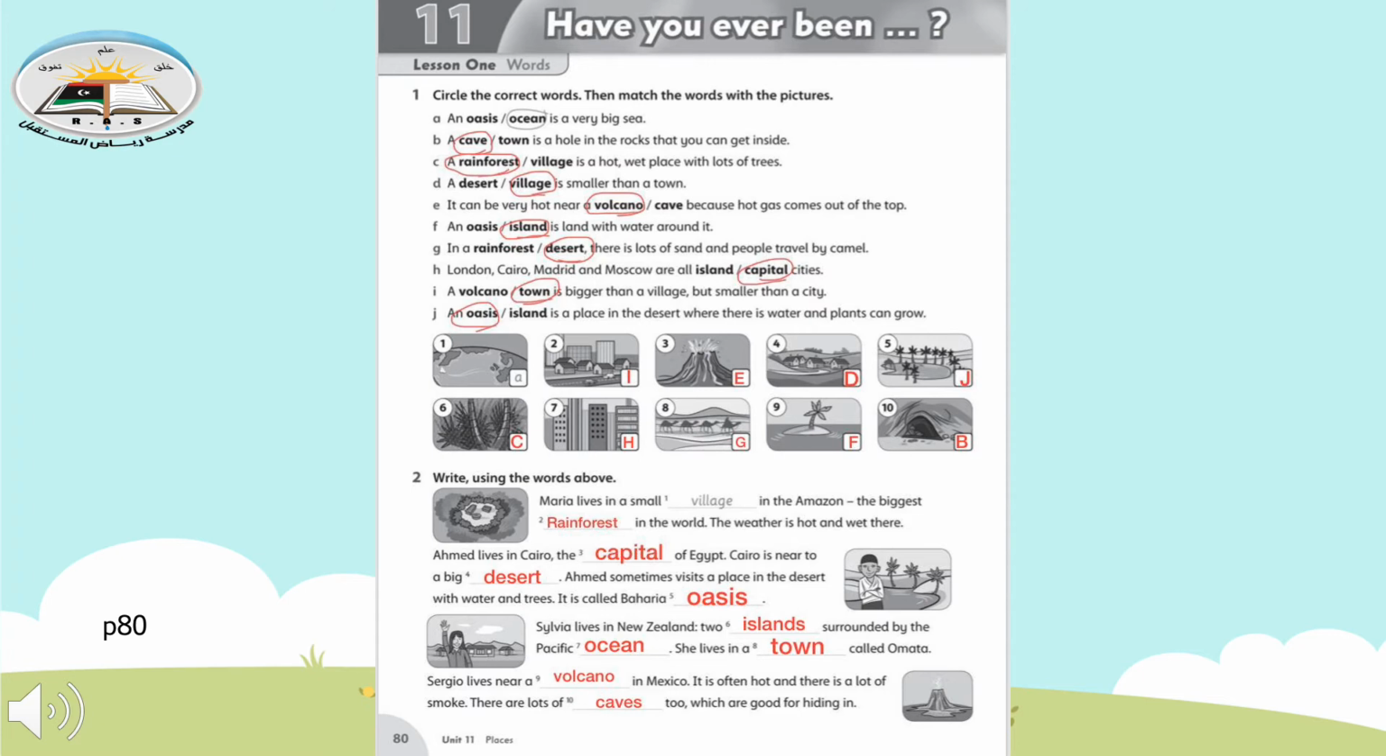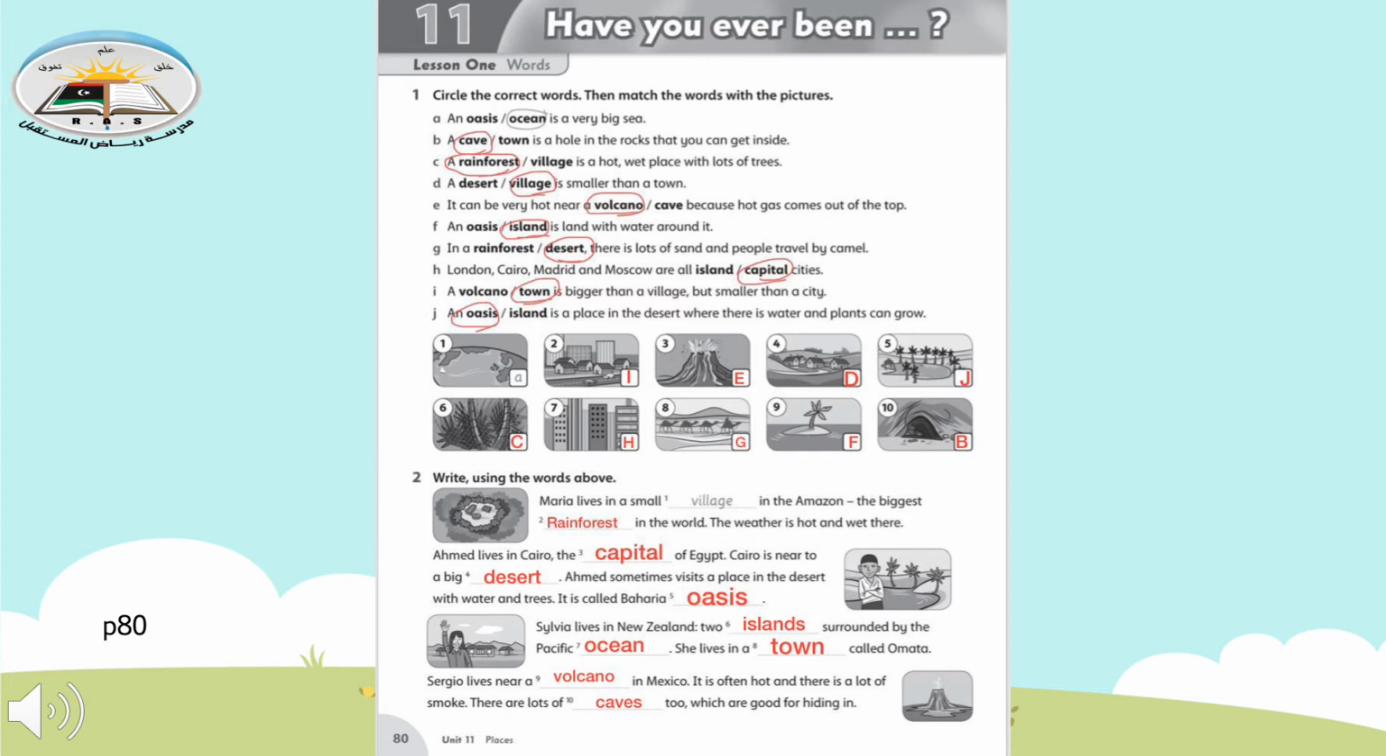Circle the correct words. Then match the words with the pictures. A. An ocean is a very big sea. The answer is ocean. Circle ocean. B. A cave is a hole in the rocks that you can get inside. The answer is cave.